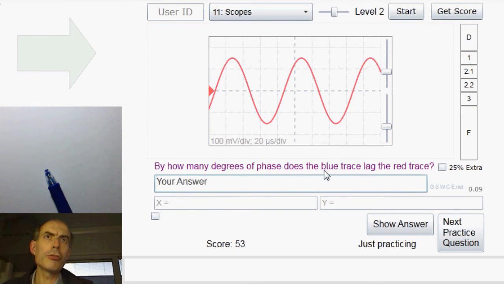How many degrees of phase does the blue trace lag the red trace? And the first question you may be asking yourself is, what blue trace? And the answer is, well, there's only one place it can be, and that is immediately behind the red trace, which means they are totally in phase. 0 degrees of phase difference.